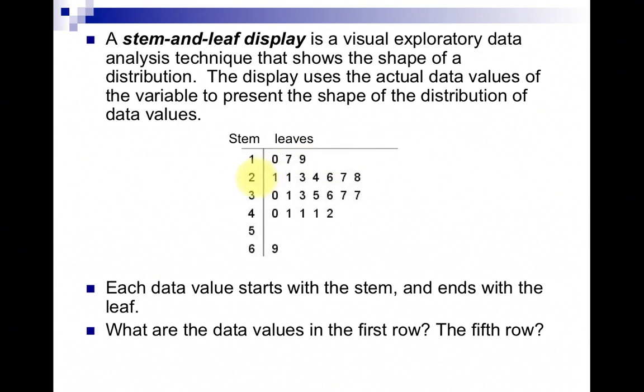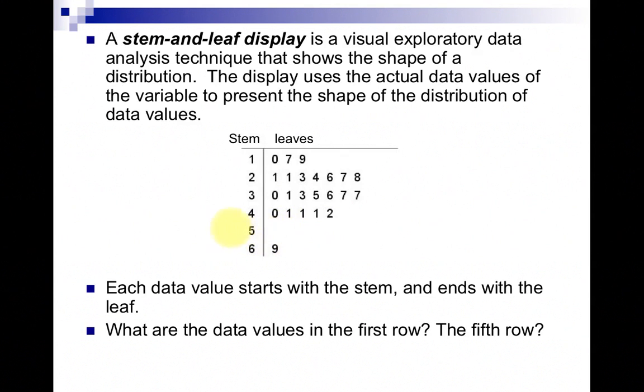And we can continue. The second row contains the data values 21, 21 again, 23, 24, 26, 27, 28, and so forth. If we look at the fifth row, we have a stem of 5 but no leaf associated with it, in which case there are no data values in the fifth row. Therefore, there are no data values that exist in the 50s. So we jump from 42 all the way to 69 with nothing in between.